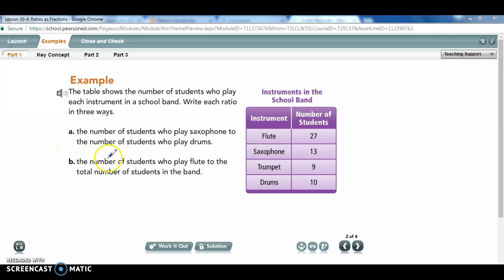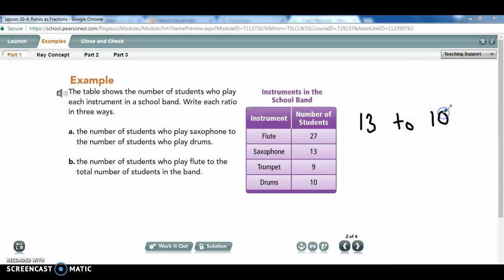I am going to do part A while you go along with me, and then I'm going to leave part B up to you. So again, we want to write each ratio in 3 ways, and A is writing the number of students who play saxophone, which is 13, so that's going to be my first number, to the number of students who play drums, which is 10, my second number. Again, I can write it with the word to, so 13 to 10.